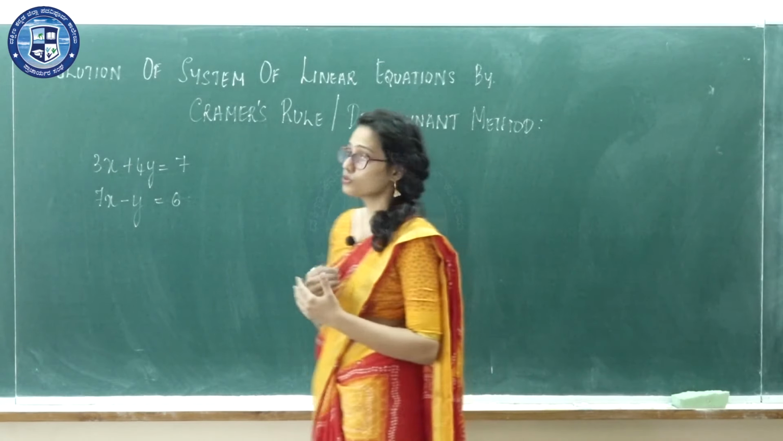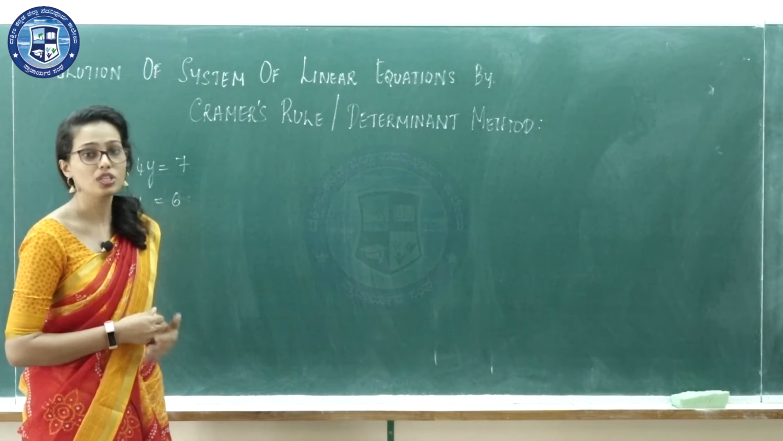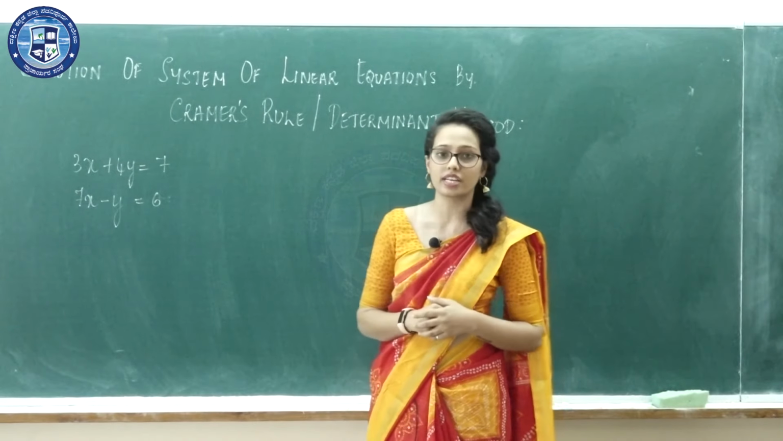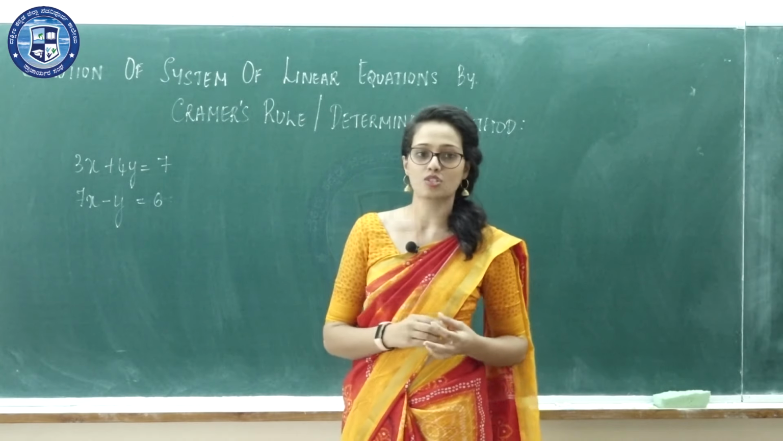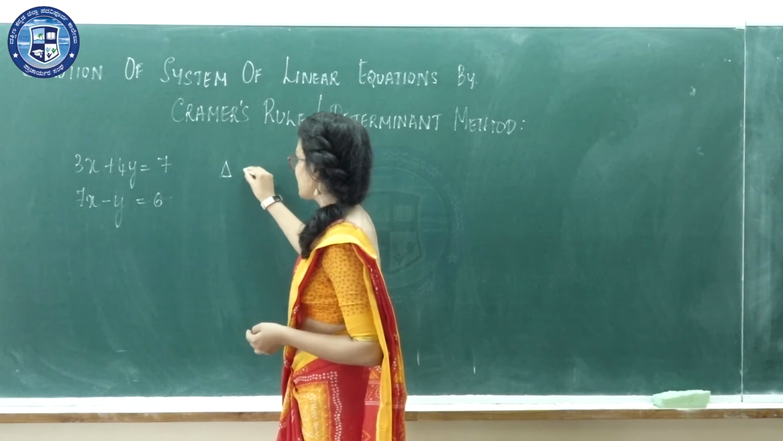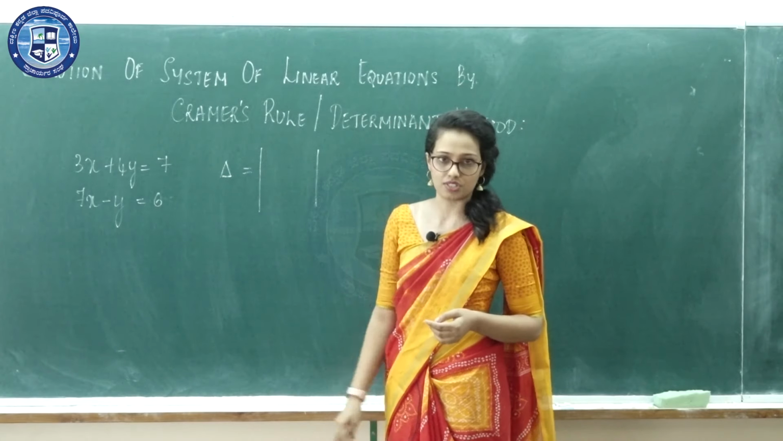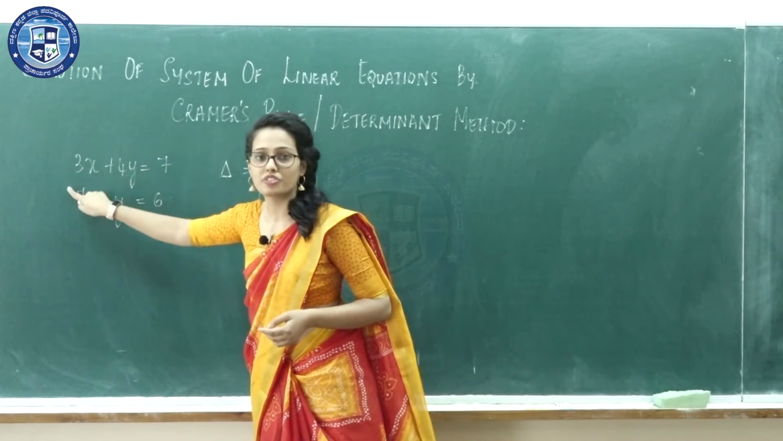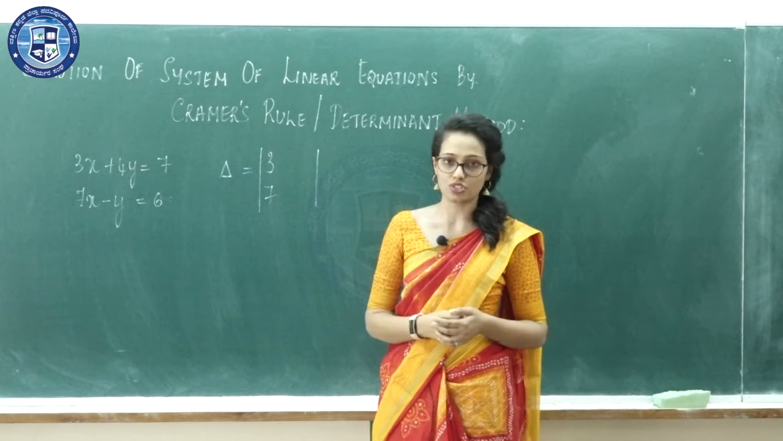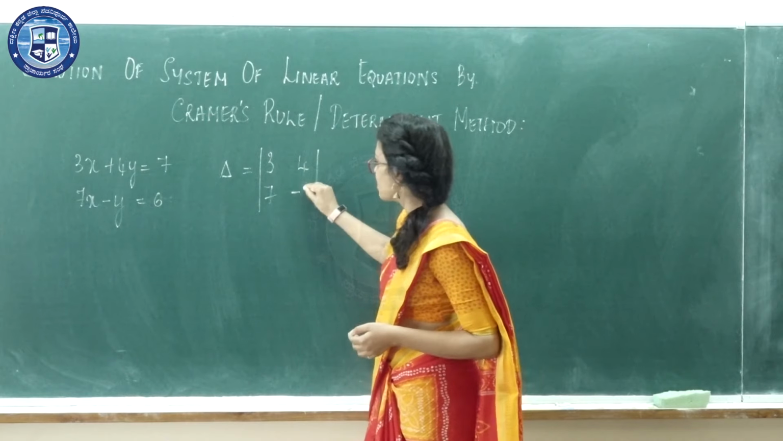Okay, so let's see how to solve the system of linear equations using this determinant method or Cramer's rule by taking an example. So I've taken the two equations over here, 3x plus 4y is equal to 7 and 7x minus y is equal to 6. So I will take the first determinant, I will name it as delta. So delta is equal to determinant of all the coefficients. Okay. So first column I will take the coefficients of x. So we have 3 and 7 are the coefficients of x, and second column we have coefficients of y, that is plus 4 and minus 1.